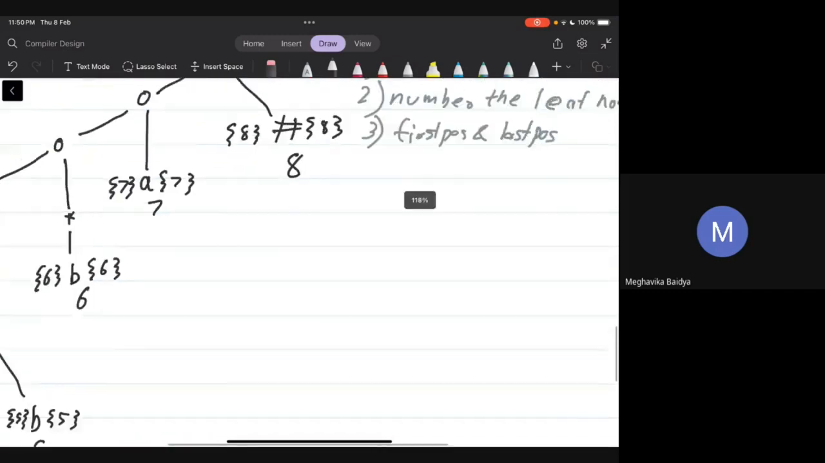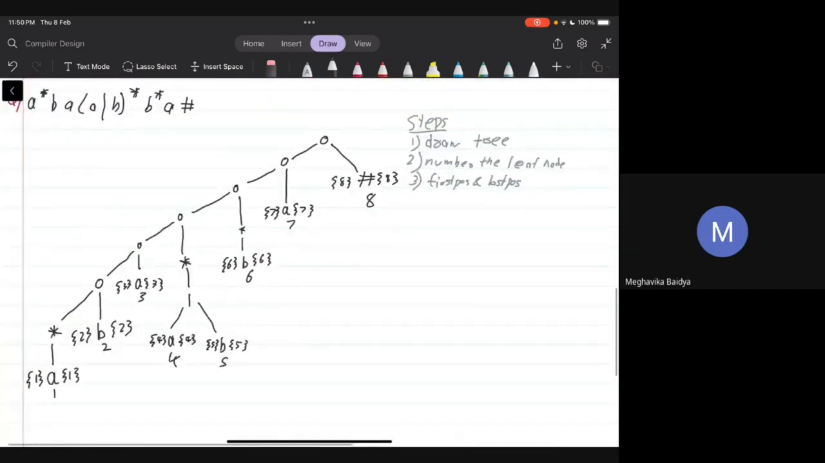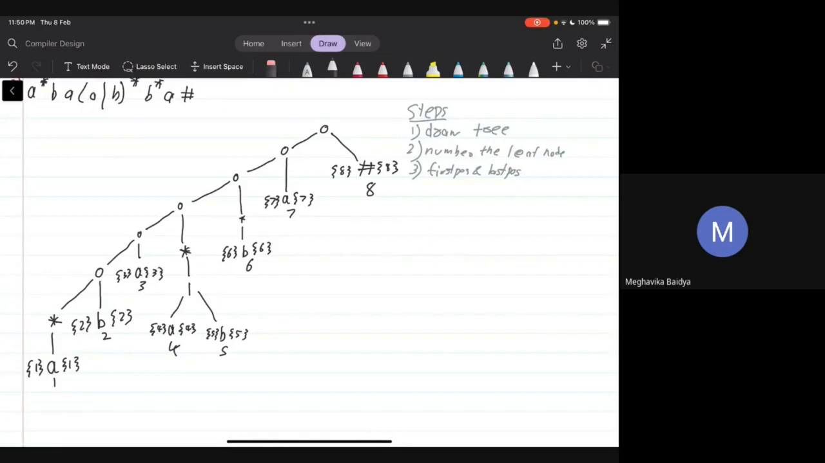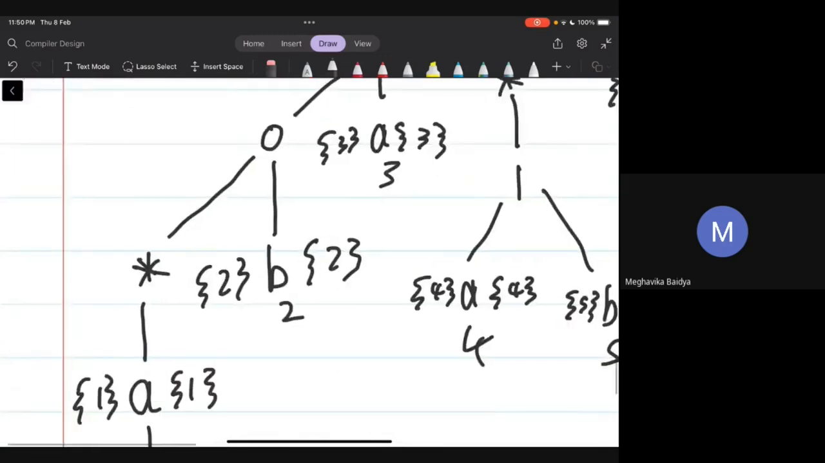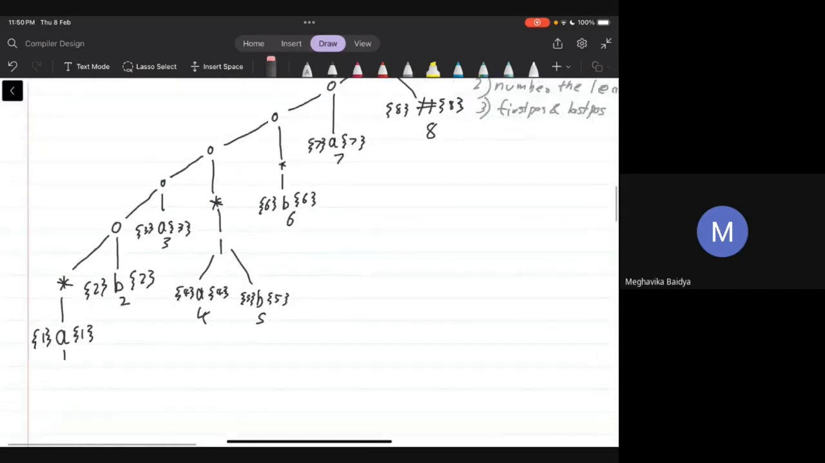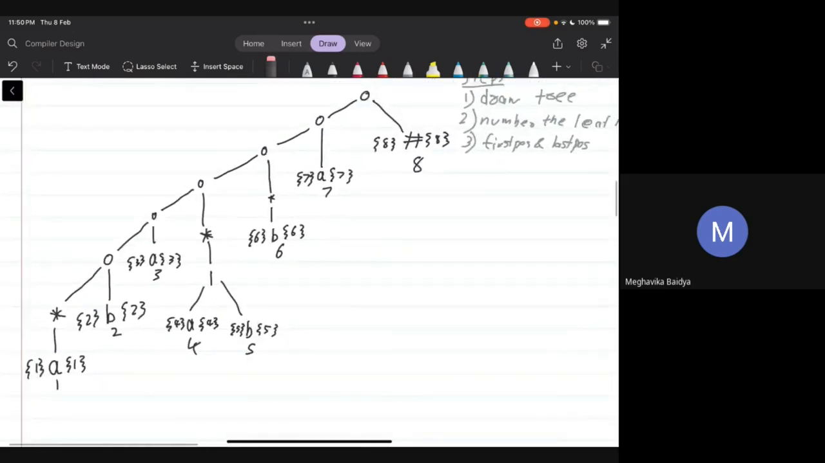Once you're done with the firstpos and lastpos of the leaves, it will look like this. You also have to do the firstpos for the stars and everything. But before we do that, we have to write the nullability. Nullability for all the nodes is false except for star.